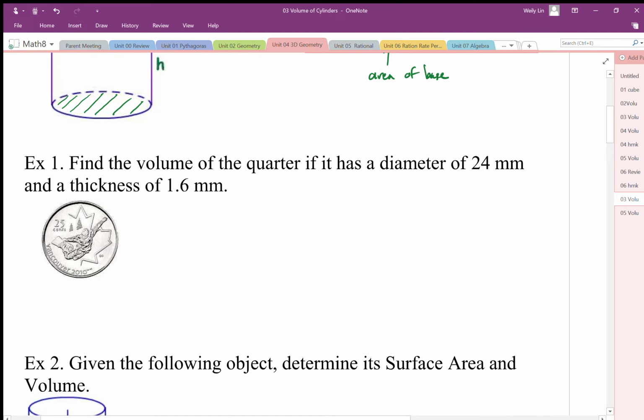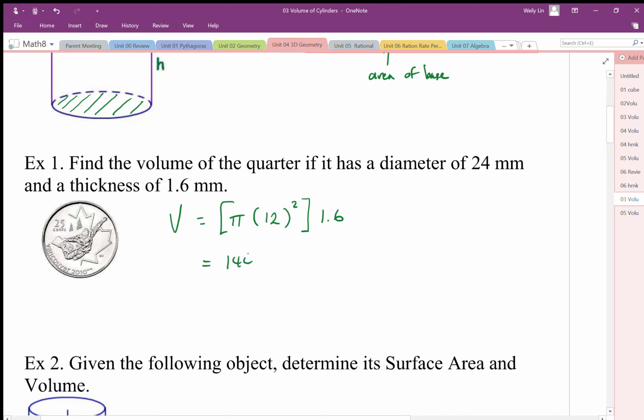So looking at this quarter here, a quarter has a diameter of approximately 24 millimeters, and it has a thickness of 1.6 millimeters. So when we take the volume of this, we want to first find the circular area. We need to use the radius and square it first, and times it by pi. So there's the area of the base, the area of the circle, and then we're going to multiply that by 1.6 millimeters.